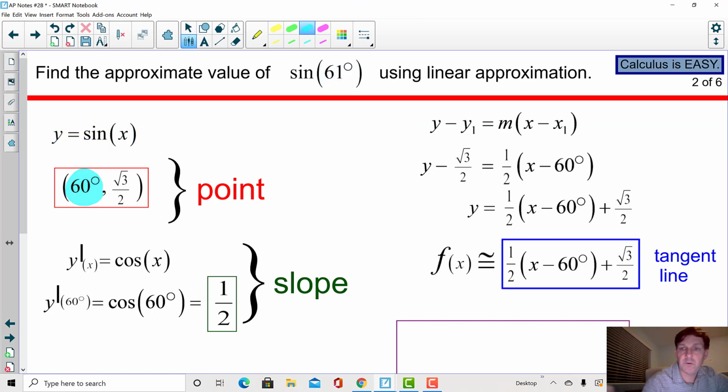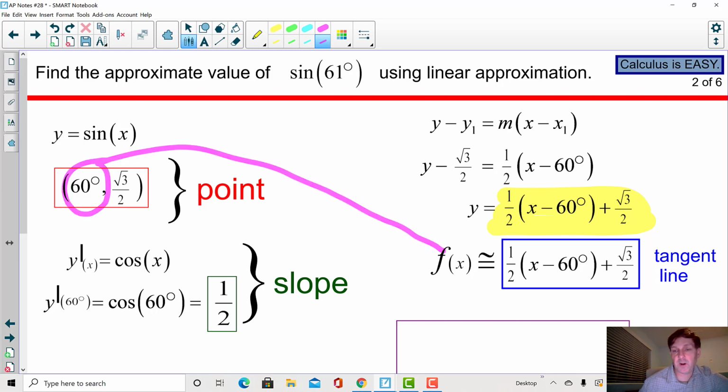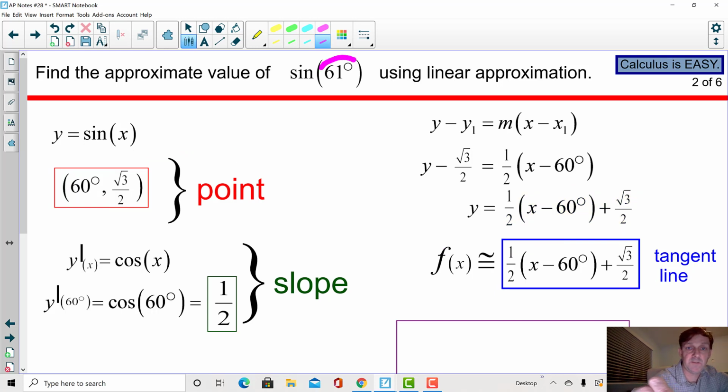The x goes right here, so that's 60 degrees. The y is root 3 over 2, goes right here, root 3 over 2. And the slope is 1/2. The slope goes right here. We can solve it for y. We're going to have to add root 3 over 2 to both sides. Now, this is the equation of our tangent line. But as long as x is near 60 degrees, we can say that our function is approximately equal to this tangent line. We can plug in 61 degrees.